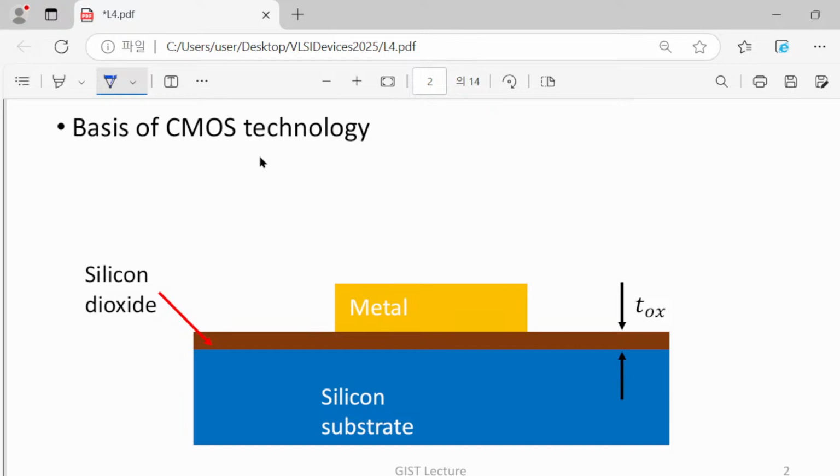So you know MOS, and you know this C. This C comes from complementary. This means that we have two different transistor types on the same die, so we can fabricate N MOSFET, which is an electron dominant device, and P MOSFET, which is a hole dominant device.